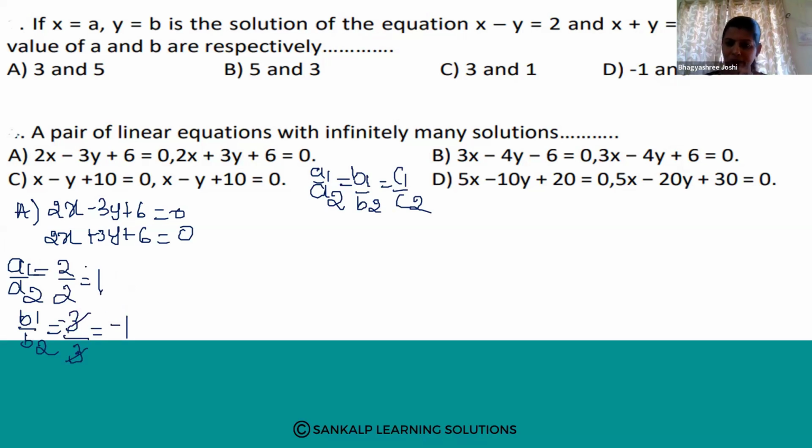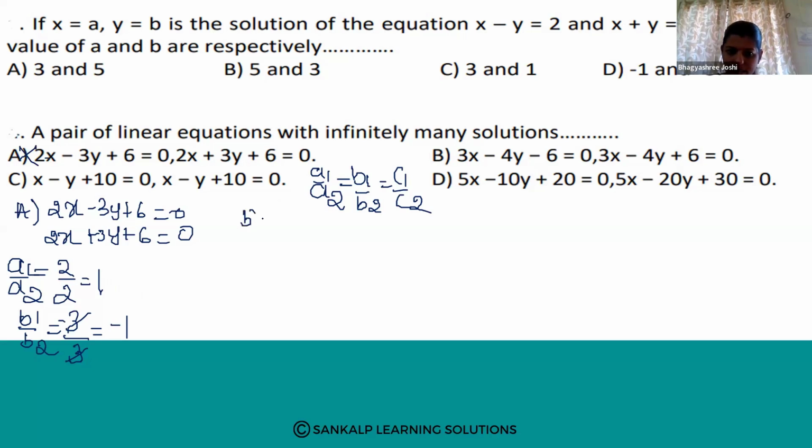So check whether A1 divided by A2 is equal to B1 divided by B2. No, they are not equal because here it is plus 1 and here it is minus 1. Therefore, these two ratios are not equal. Therefore, this option is wrong. Next, go to the next option.